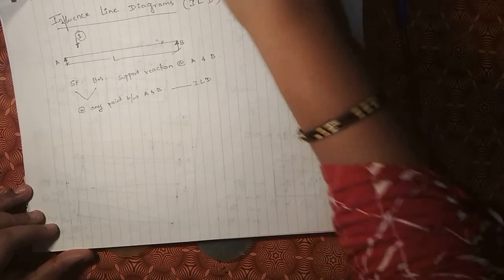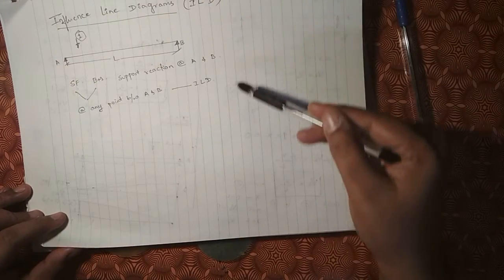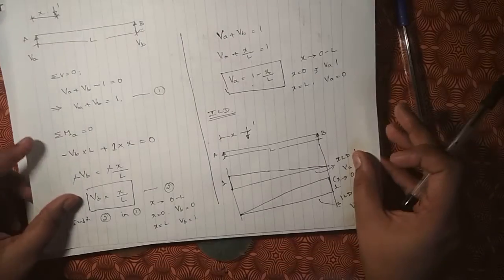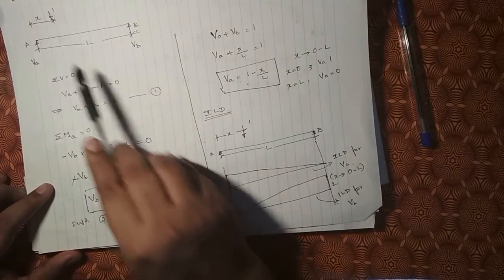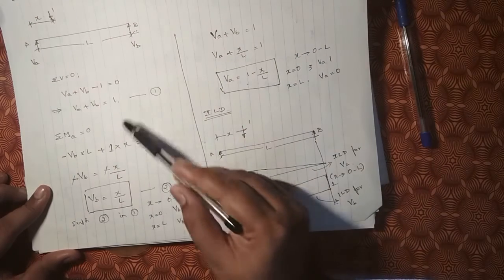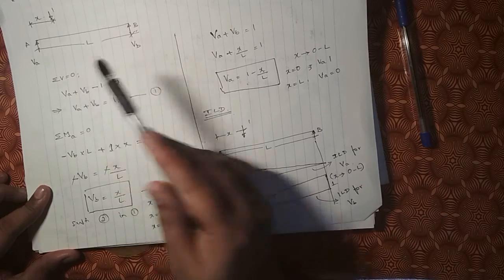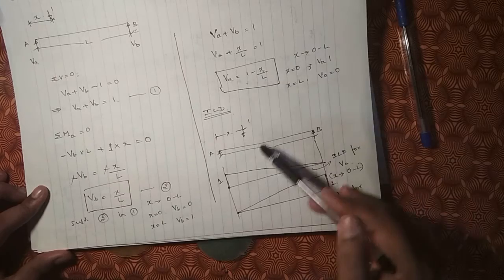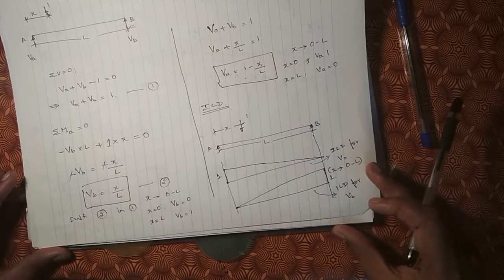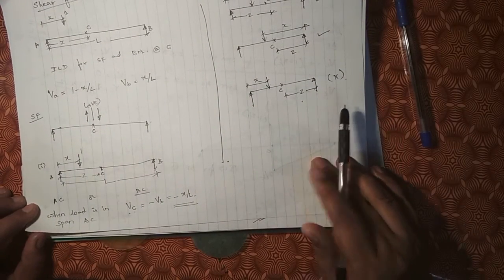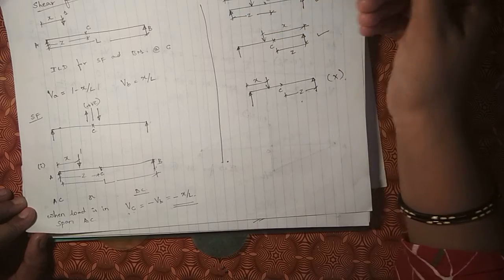Accordingly, with the objectives, we started with the definition of what an influence line diagram is. Then we proceeded with a simply supported beam with a unit load. For that we evaluated the reactions considering the equilibrium equations, sigma V = 0 and sigma MA = 0. We found out VB, then VA, then we drew the ILD for VA and VB. Once we obtained the ILD for VA and VB, we proceeded with the shear force and bending moments.